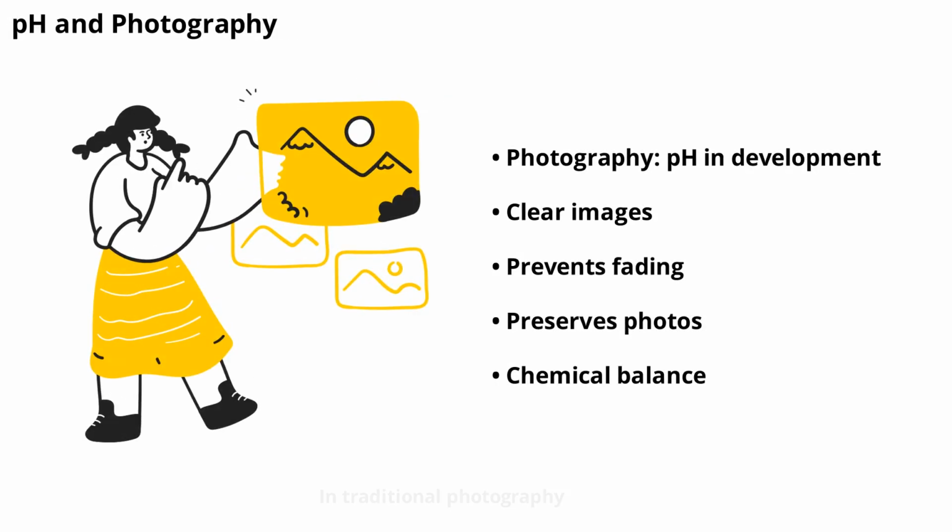In traditional photography, pH control is important in developing films and prints. The chemicals used must have the right pH to produce clear, lasting images. Incorrect pH can cause fading or discoloration. Even in the digital age, understanding pH is useful for preserving old photographs.